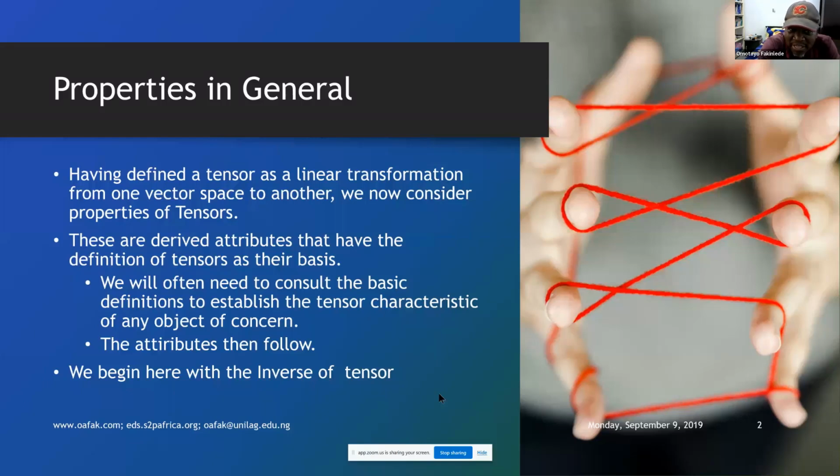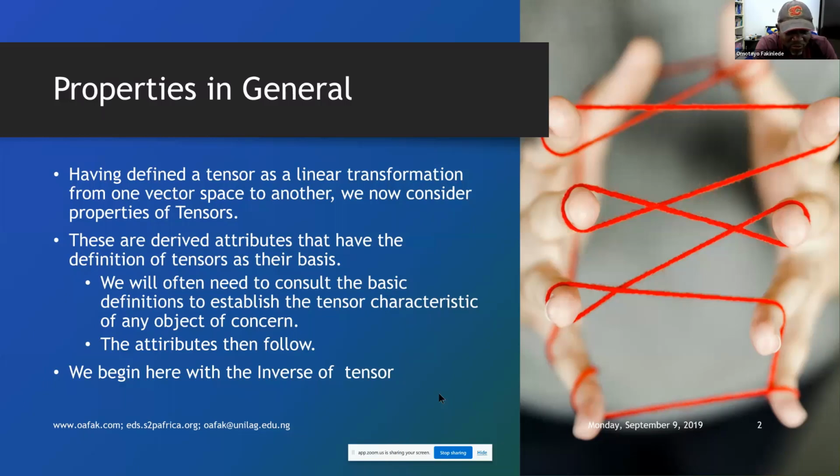So we will never stop saying a linear transformation from one vector space to another. You give it a vector, a tensor transforms it to another vector, and that transformation is linear. We will often need to consult the basic definitions to establish the tensor characteristics of any object of concern. The attributes then follow.